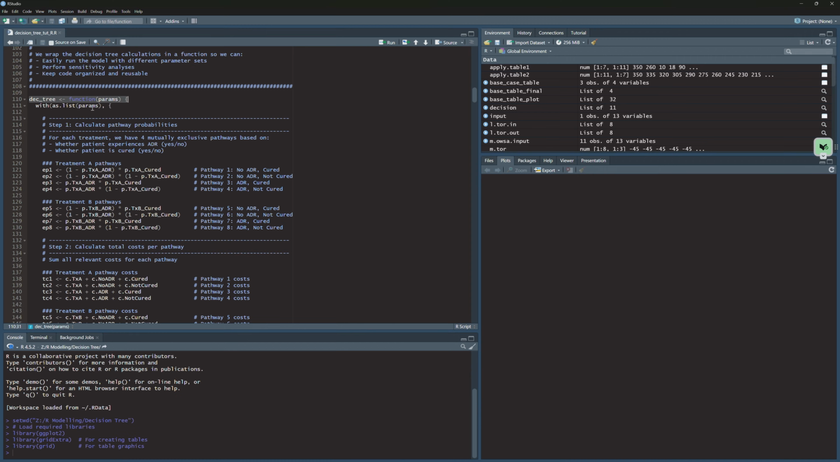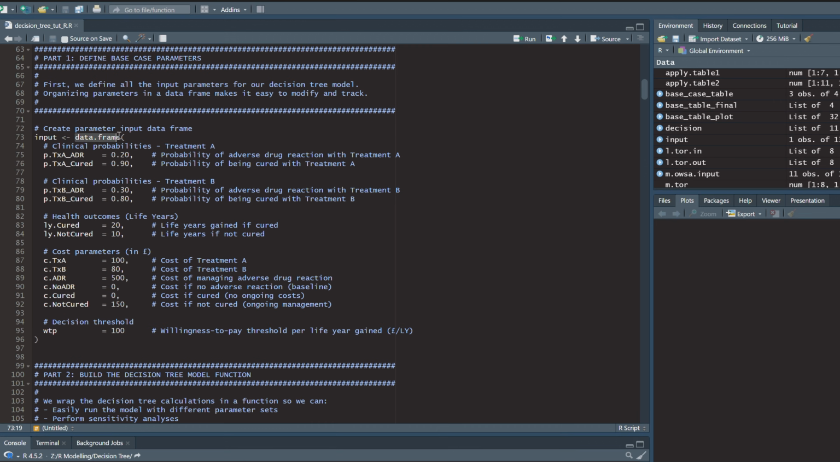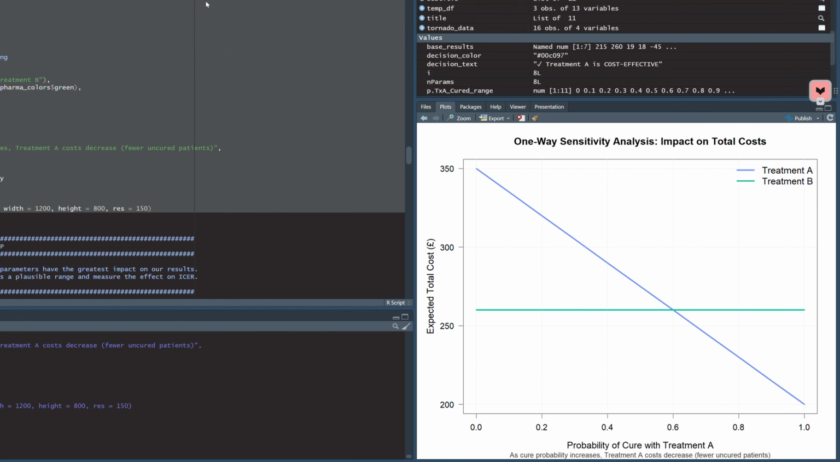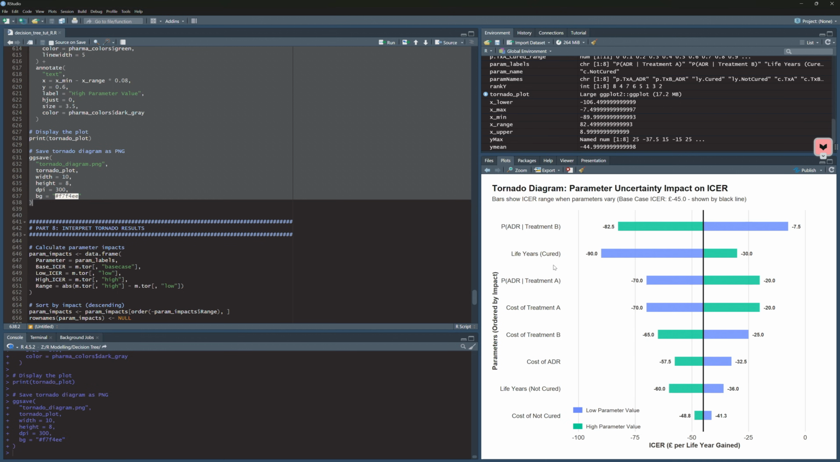By the end of this tutorial, you'll understand how to structure a decision tree model in R, parameterize it properly, generate cost-effectiveness results, and explore parameter uncertainty through one-way sensitivity analysis and through tornado diagrams.